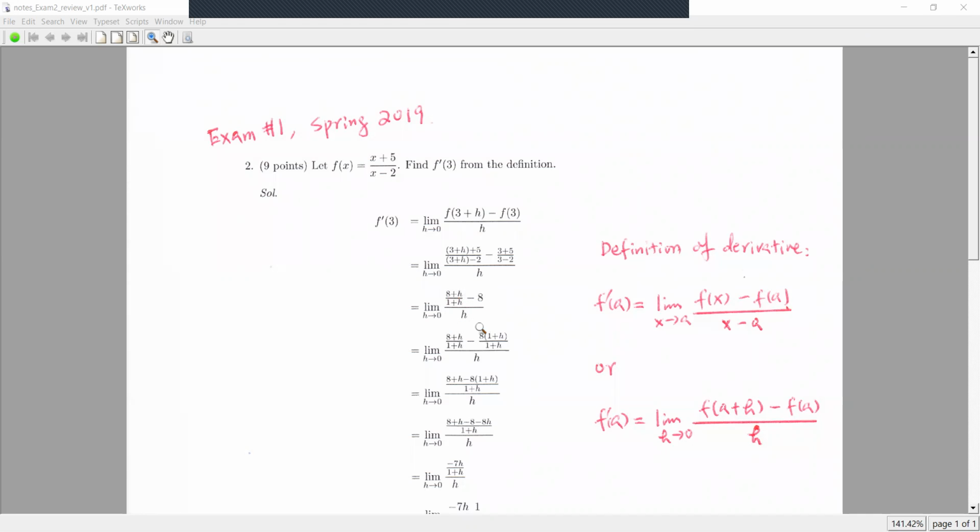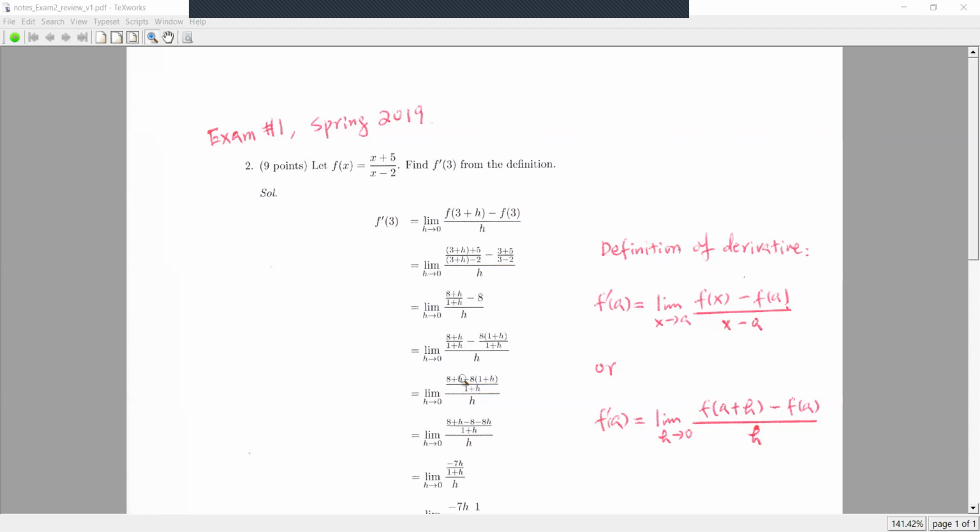I use a common denominator to simplify the numerator. I write the second term 8 as 8 times 1 plus h over 1 plus h. Then on the top, the two terms have the same denominator. Therefore, I can combine the two terms to get this equation.